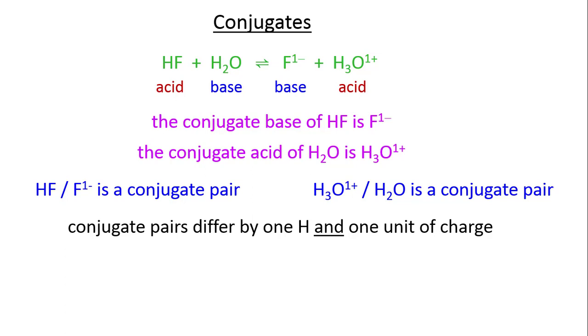This will directly help us in writing balanced equations, since the products of a Bronsted acid-base reaction are the conjugates of the reactants. Let's do just a few examples to see how this works.